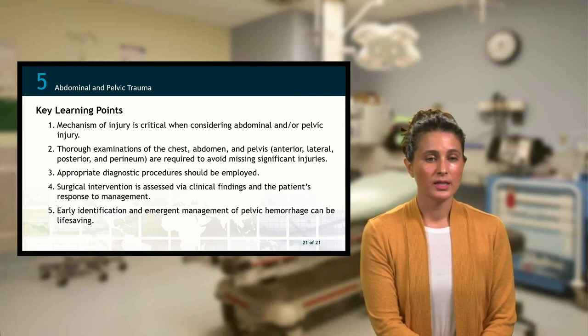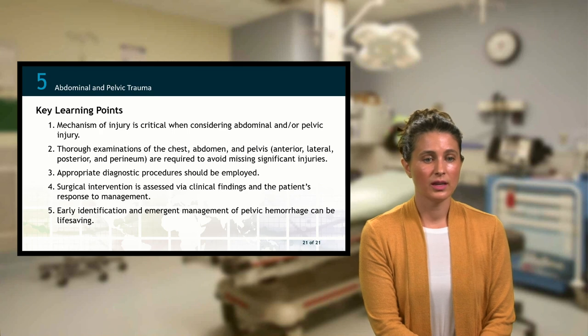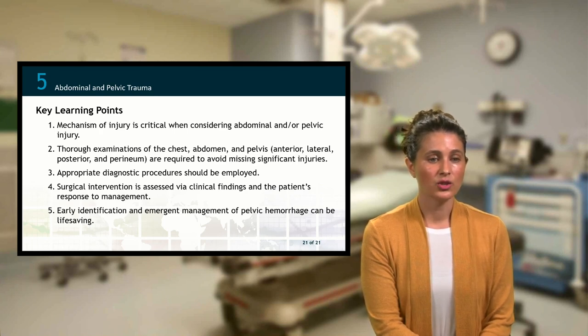Surgical intervention is assessed via clinical findings and the patient's response to management, and early identification and emergent management of pelvic hemorrhage can be life-saving.